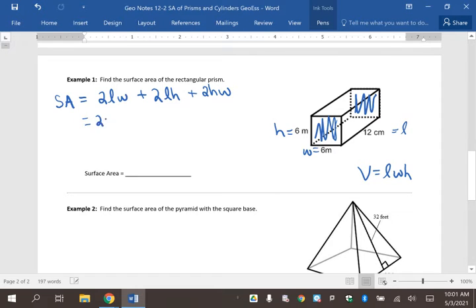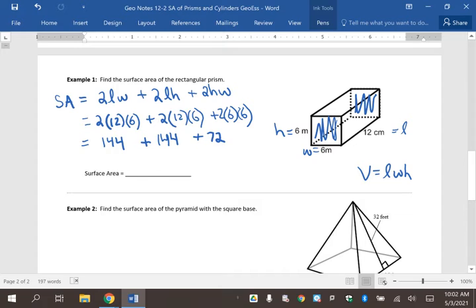Plug in the numbers. So our length, we identified it as 12. The width, we identified it as 6. The length is 12, the height is 6, and the height is 6 and the width is 6. So we're just adding up all 6 faces. So 2 times 12 times 6 is 144. 2 times 12 times 6 again is 144. And 2 times 6 times 6, 72. Add up all of those, 144 plus 144 plus 72, you get 360. And that would be square meters.